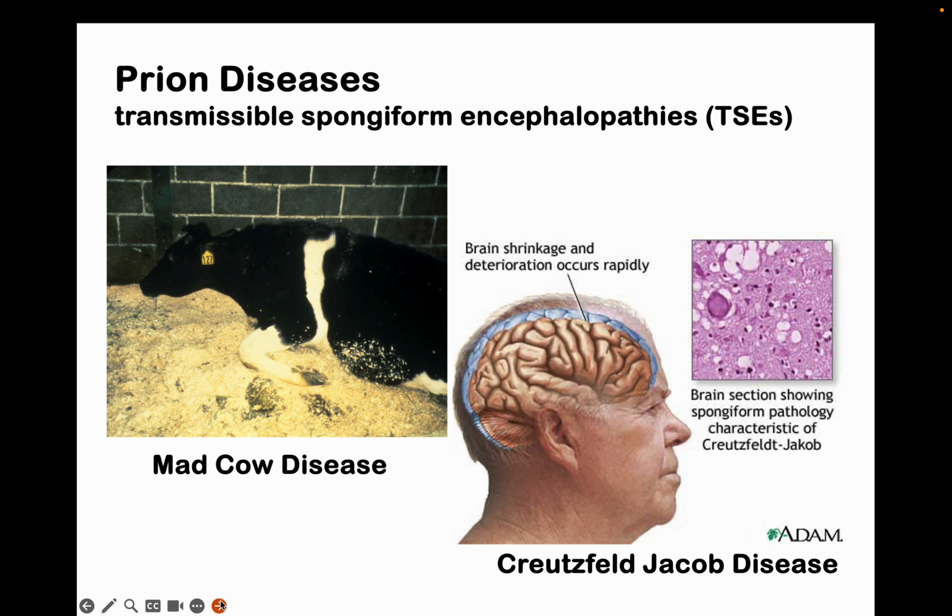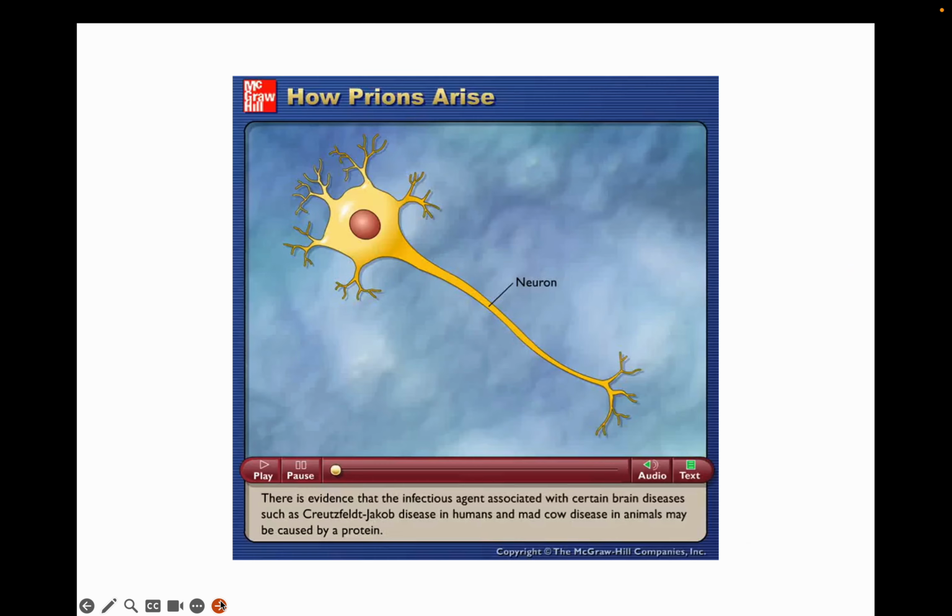I mentioned CJD already, and we also have bovine spongiform encephalopathy. Although they're not really under the viral group, since they also cause infections in humans, we also cover them in this module. So let's have a video. I think this is the last presentation, about how prions can cause infection and how they arise.